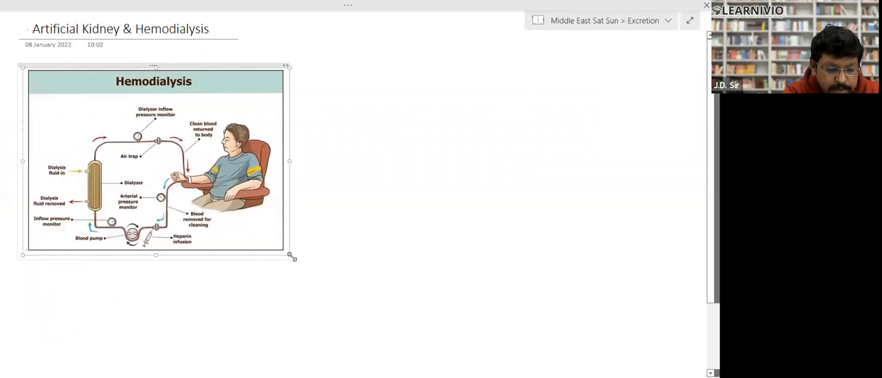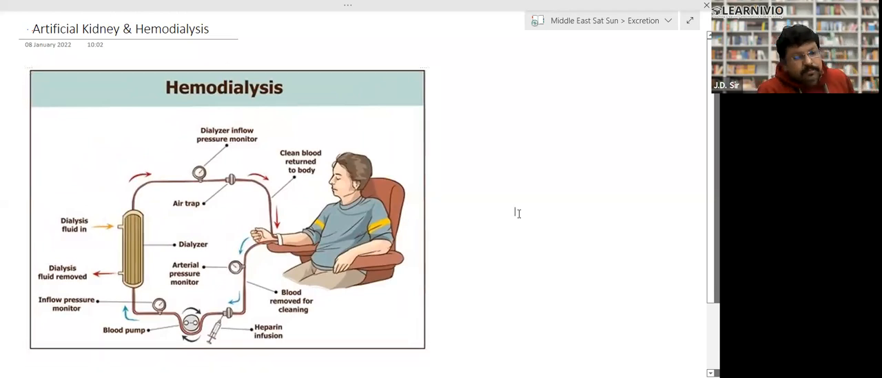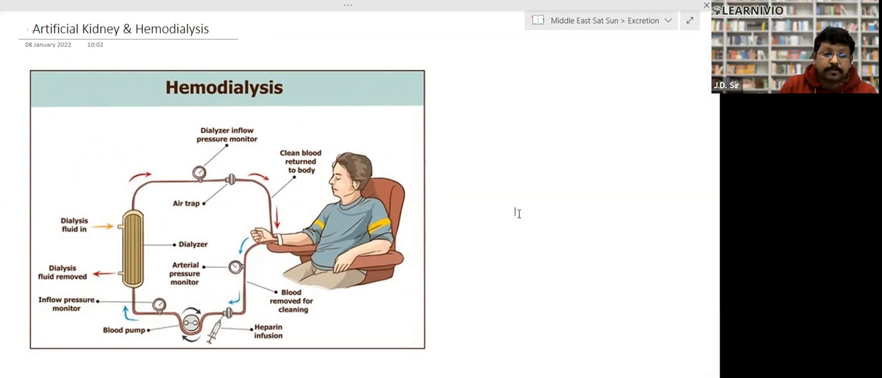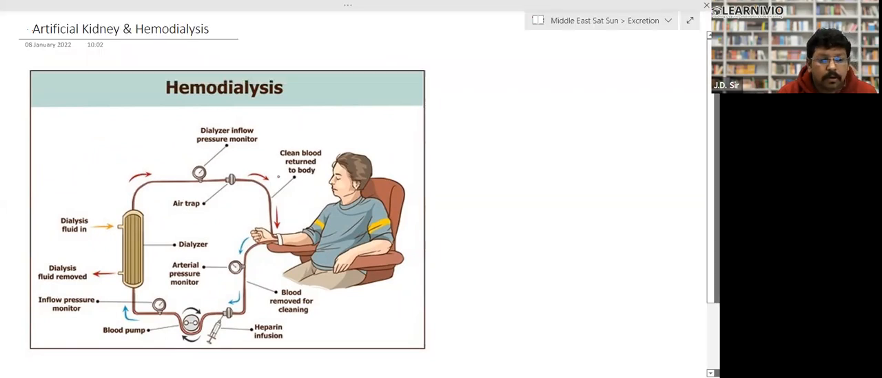Look, this is the process of dialysis, a hemodialysis process. So what happens in the dialysis process? We take off blood. Blood is removed for cleaning. Here we monitor the arterial pressure, the pressure in the artery. At this point we put the injection and inject heparin infusion.